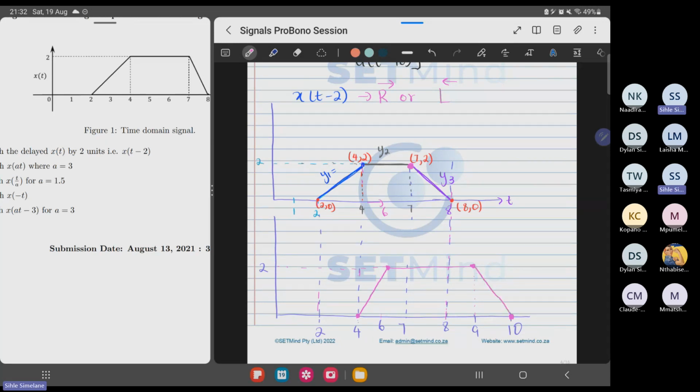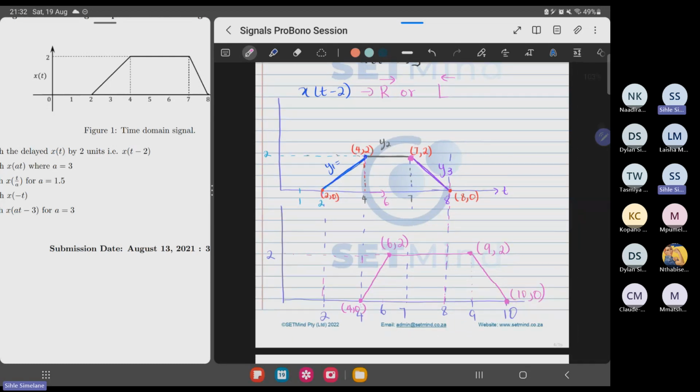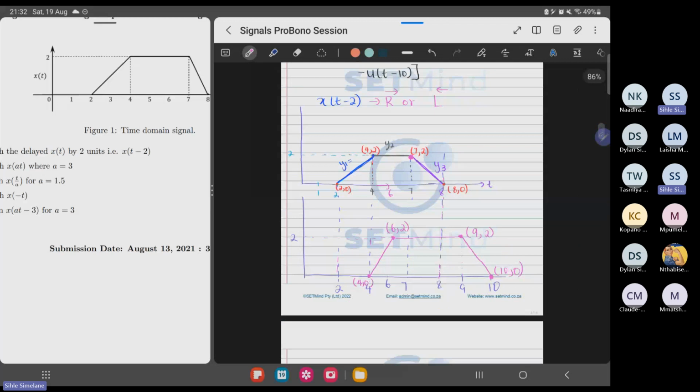and that. Okay, so this point here would be a 9 and a 2. This one would be a 6 and a 2. And then this one would obviously be a 4 and a 0. This one would be a 10 and a 0. So this is one easy way. Because it's t minus 2, you just shift every point to the right.